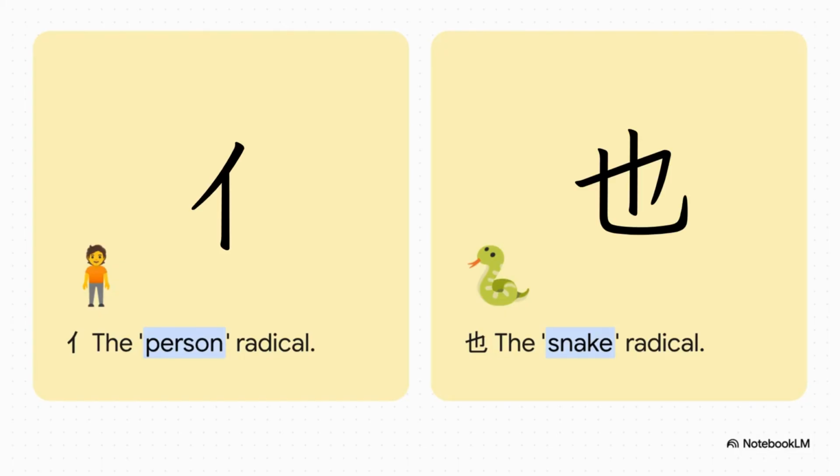So, when we look at the modern character, we have our two main pieces. On the left, we've got the person radical, and on the right, we've got our ancient snake radical. Yay, a person and a snake. See how it comes together?